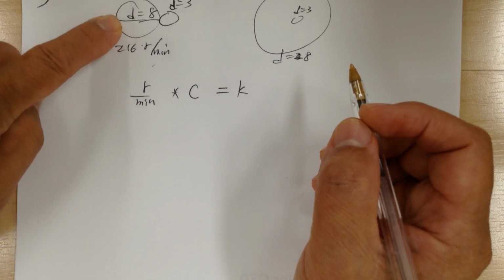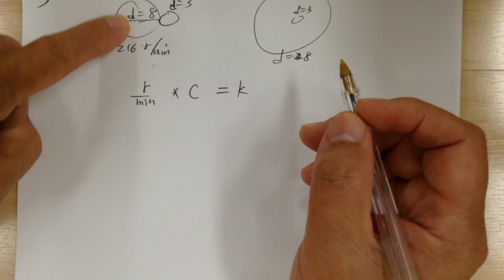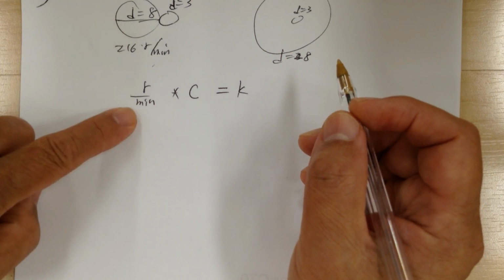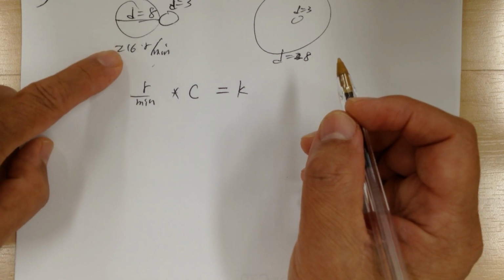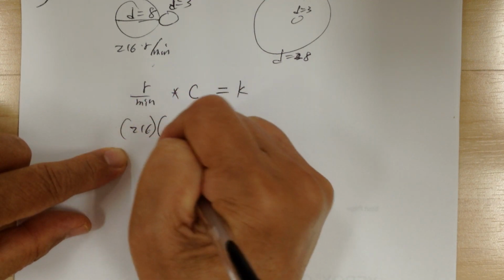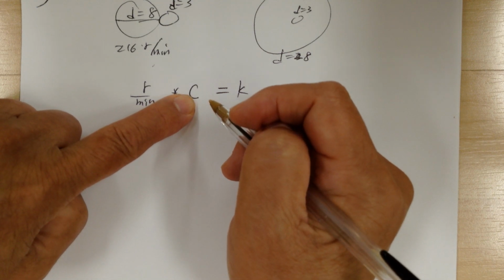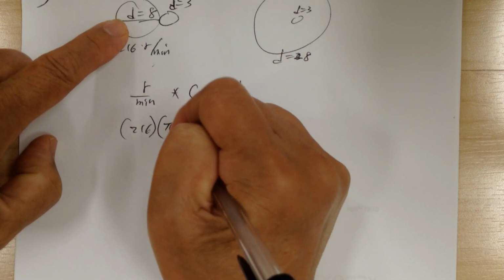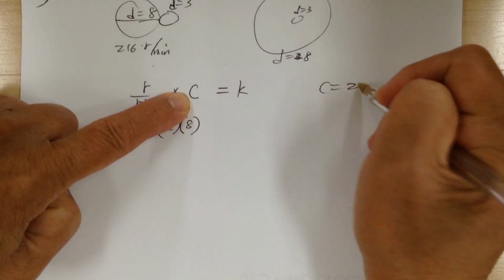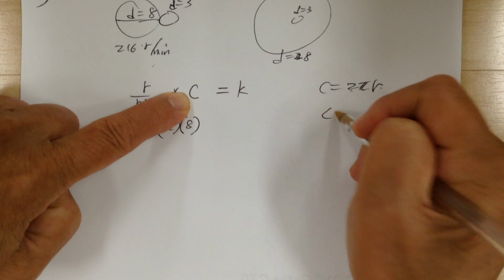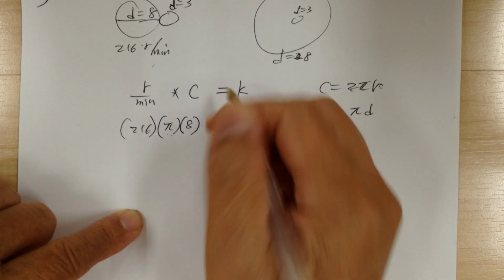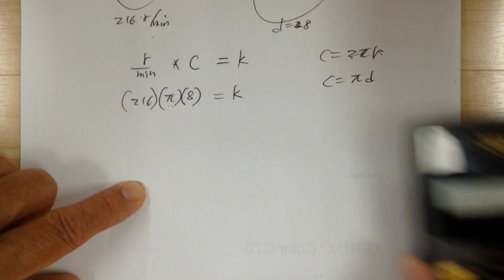So let's do this one over here. So to find K, we put this one in here. So the revolutions per minute, okay, it tells you that is 216 revolutions per minute, times the circumference. Circumference C equals 2 pi r, and 2r is d, so circumference is equal to pi times d, because 2r equals d. So that's why I get this one. So equals K. Okay.